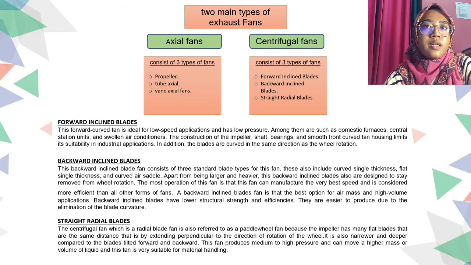Backward inclined blades have lower structural strength and efficiency. They are easy to produce due to the elimination of the blade curvature.